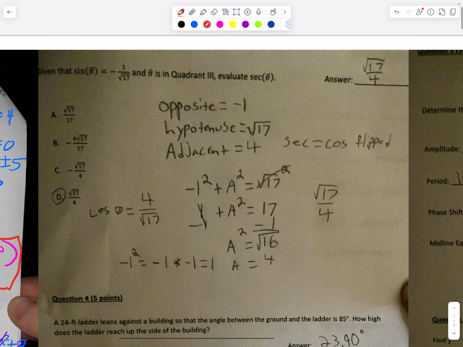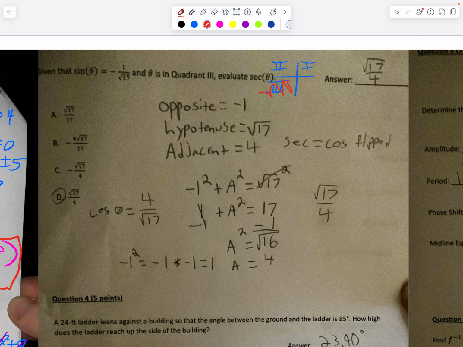And, all right, what is this? Sine is equal to that. Okay. Theta is in quadrant 3. 1, 2, 3. So the angle's over here somewhere. All right. Evaluate secant.